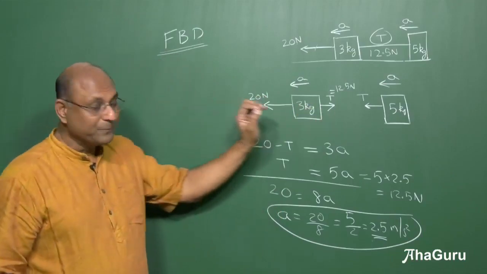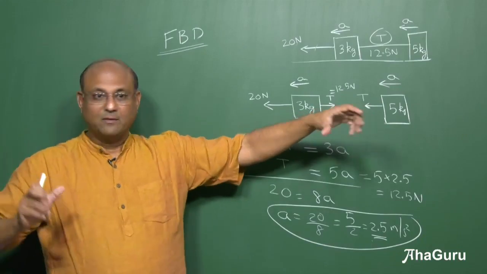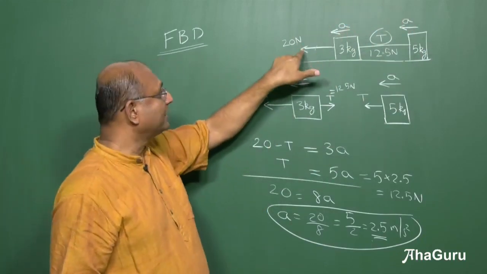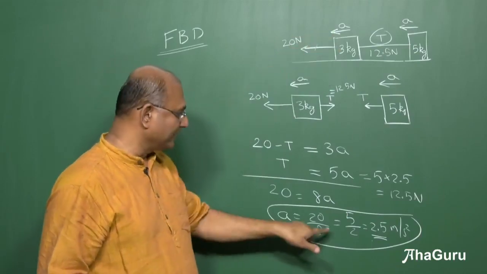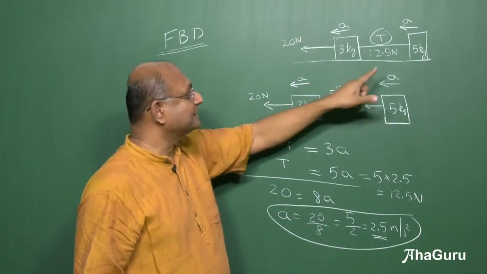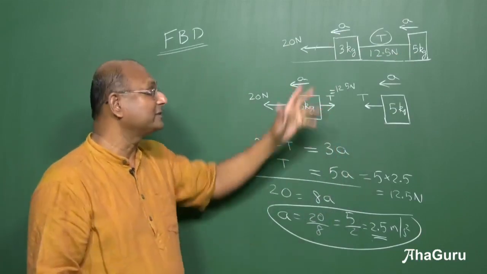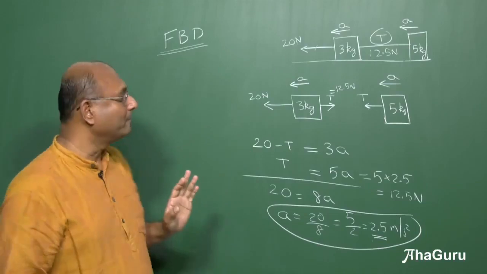Now this was a very simple question with 2-3 blocks together. We could have also done this by saying together, let's first find out what is the acceleration by using this directly. Then using the acceleration, we could have found out what is the tension. But if I had 3 blocks, 4 blocks, different forces, this is the approach we must follow.